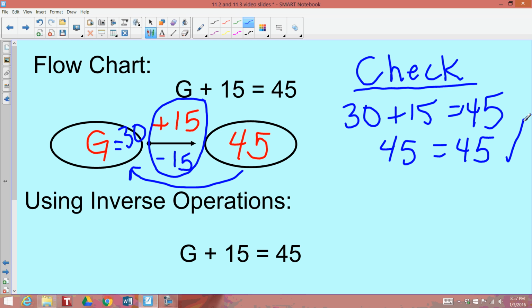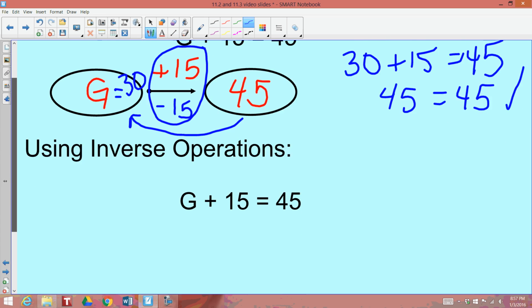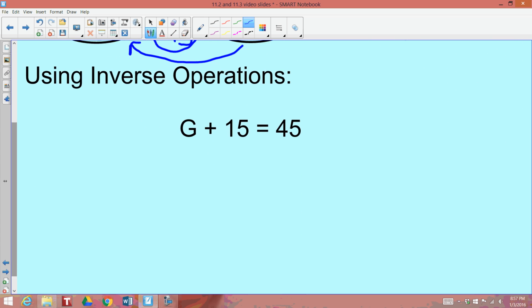Check. They're balanced. Think of it as a balance scale. 30 plus 15 apples are on one side and 45 apples are on the other. And they would be equivalent. Okay? So showing using the inverse operation, not using a flowchart, is we can just take 15 from each side.